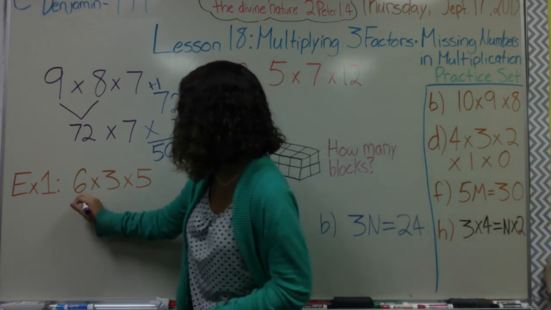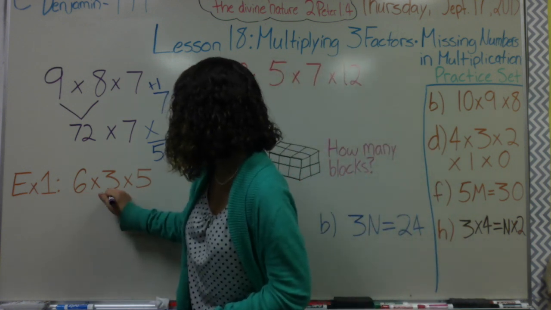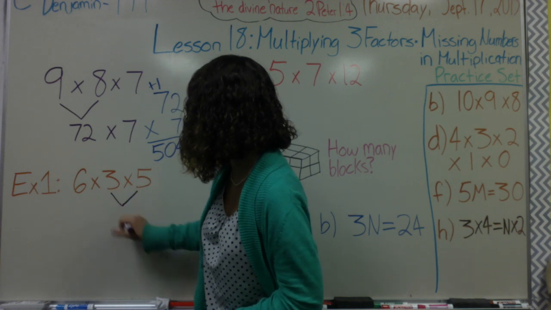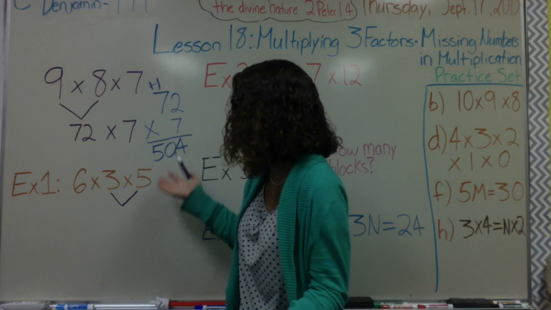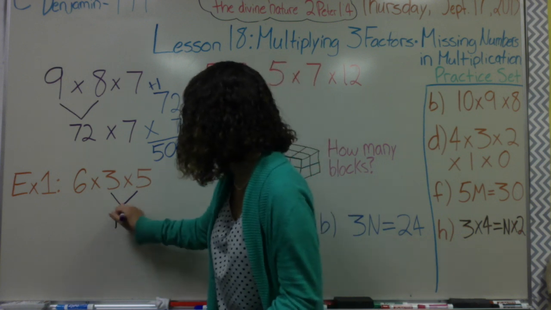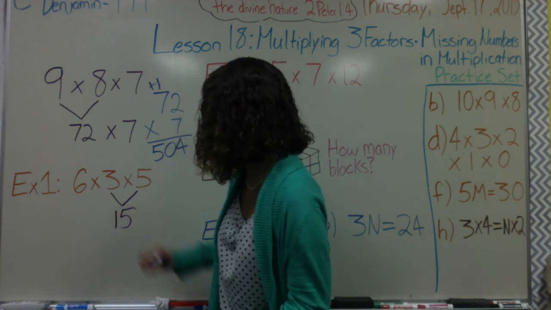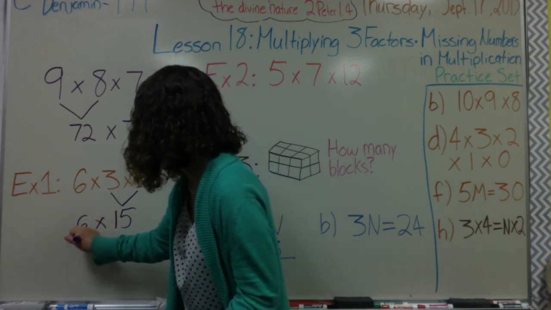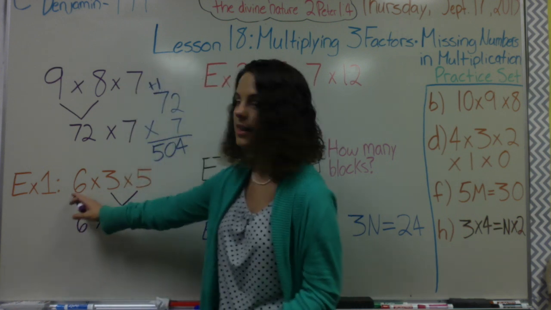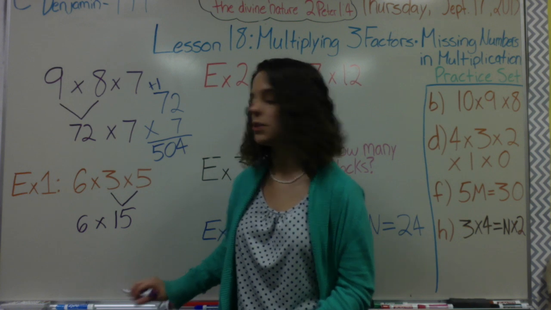So I'm going to go ahead and start with 3 times 5, just to change it up as far as the order of which numbers we're multiplying first. And I know 3 times 5 right off the bat is 15. Then I'm going to do 15 times 6, because that's the last factor that I now need to use.